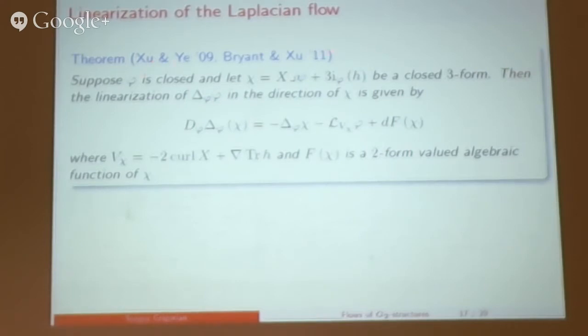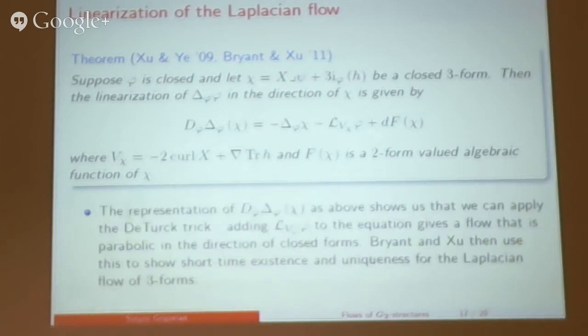It was first done by Xu and Yi, and also then Bryant and Xu. They did it in different ways, but they got the same thing. When we linearize it in the direction of a closed 3 form, what we get is just minus the Hodge Laplacian. So this is what we would expect. We also have a Lie derivative term and some lower order terms. As it happens, this is not quite parabolic.